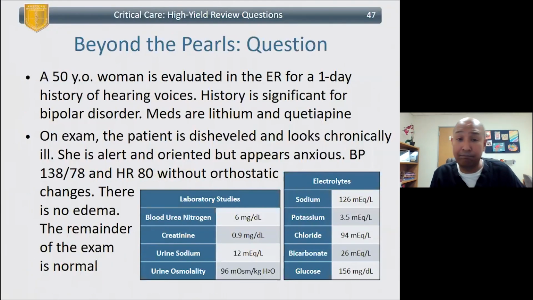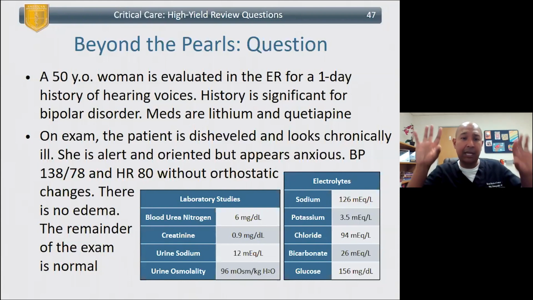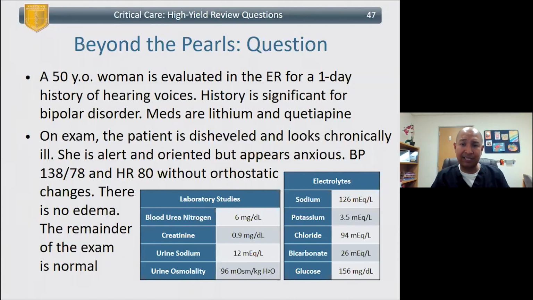So, let's do another one. A 50-year-old woman is evaluated in the ED for a 1-day history of hearing voices. History is significant for bipolar disorder, and she's on lithium and quetiapine. That's going to be Seroquel. I don't know about your ICU, but my God, my fellows love handing out Seroquel like it's candy in the ICU. Check that QT interval. On exam, the patient is disheveled and looks chronically ill. She's alert and oriented, but appears anxious. All right. Blood pressure is 138/78.